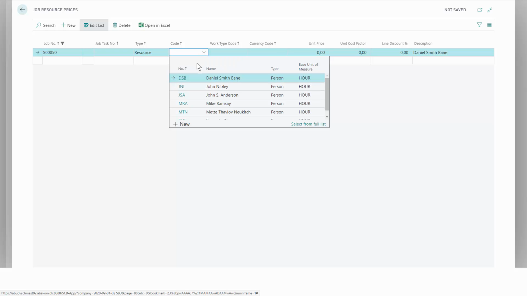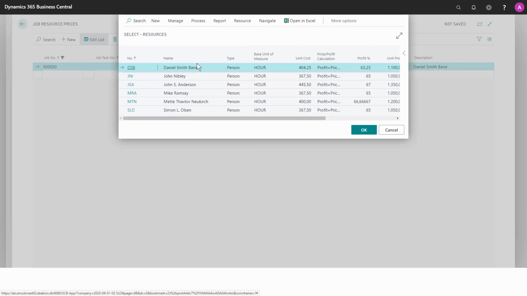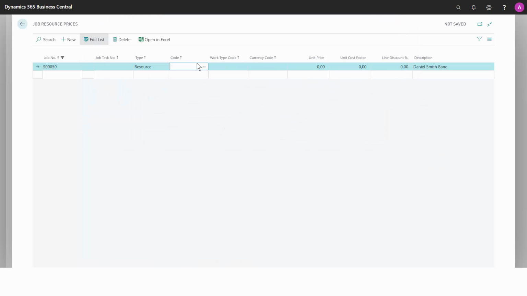Let's look at Daniel and see what his normal price is. So the normal unit cost for Daniel would be 404.25. We'll just enter him here. And you can, of course, use the lookup as we saw before. I can set up a unit price, for example, a higher one, which will then be valid on this job. So if Daniel works on job S50, he will have a unit price of 500 instead of his normal price set up on the resource.